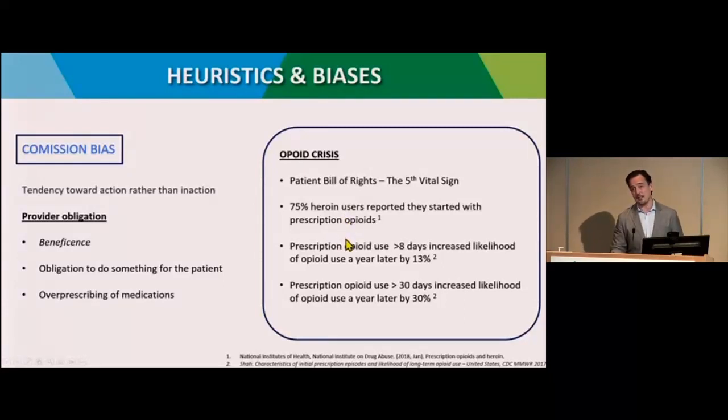And then also interestingly, and it's something that I keep in my mind as a surgeon, is prescription opioid use greater than 8 days increases the likelihood of opioid use a year later by 13%. And interestingly, prescription opioid use greater than 30 days increases the likelihood of opioid use a year later by 30%. And so, there are these decisions or these situations where we want to act and we want to make a difference or not treat someone's pain or whatever.